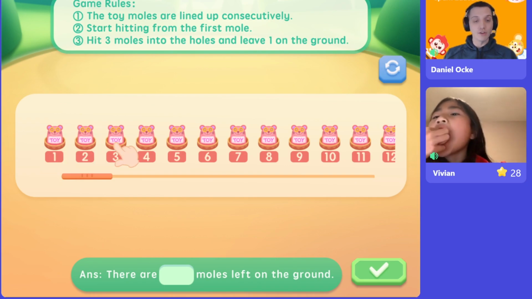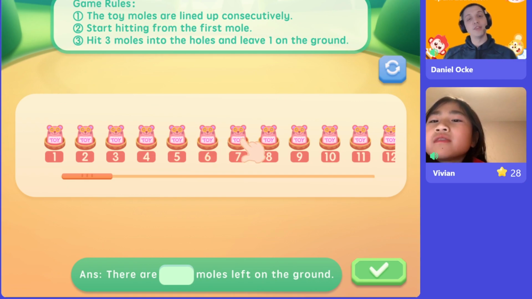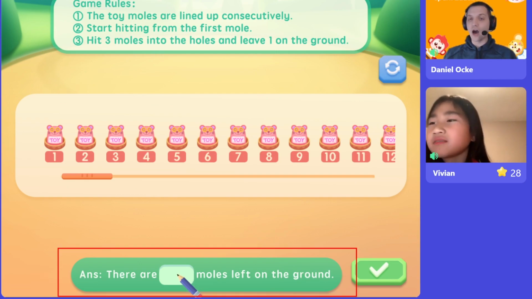Okay, so you're going to start at the first mole. You're going to hit the first 3, and then you're going to leave the next one standing. Then you're going to hit the next 3, then leave that next one standing. And what you want to figure out, the question at the bottom, is how many moles are left on the ground. Pattern.